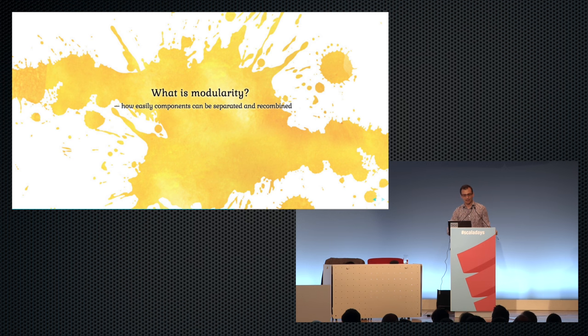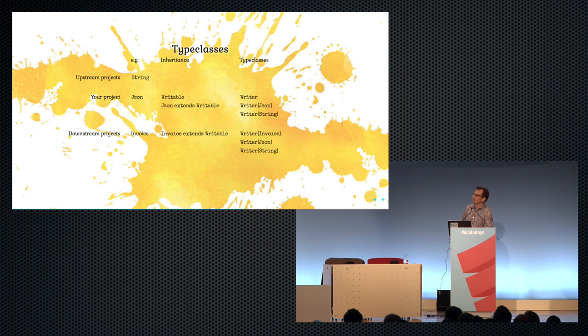Well, first I'll define it. How easily can components be separated and recombined? That's the dictionary helping me out again. Type classes are the one-word solution to, or as close as we have to a solution to modularity. Use type classes as much as you can.